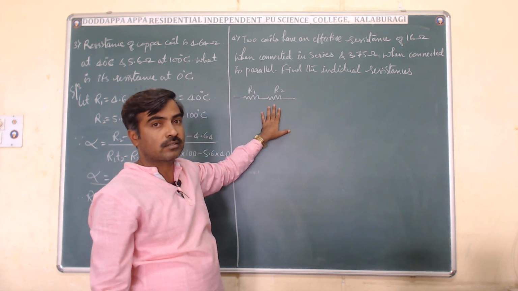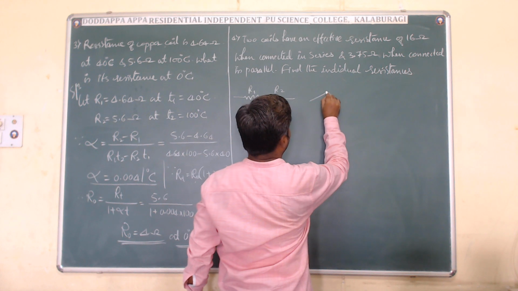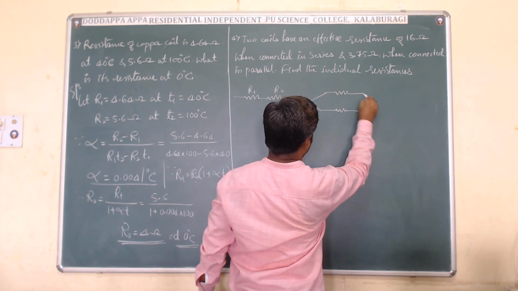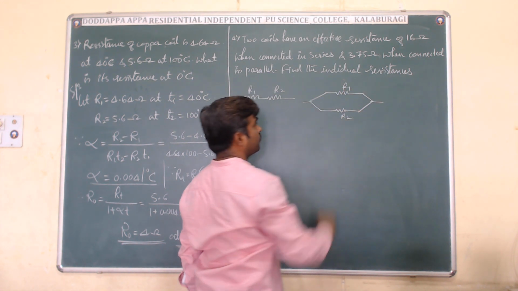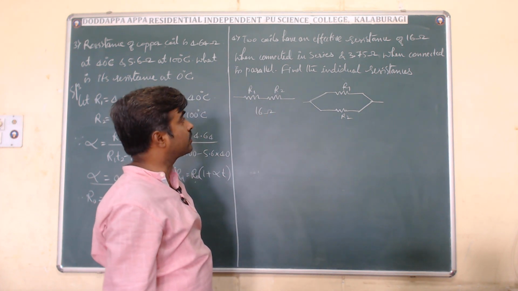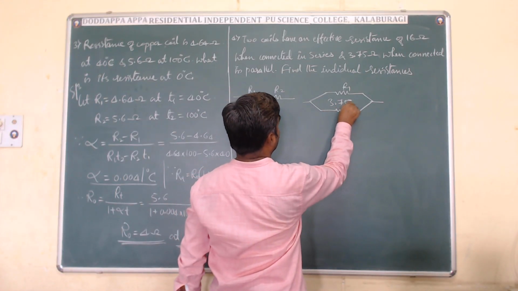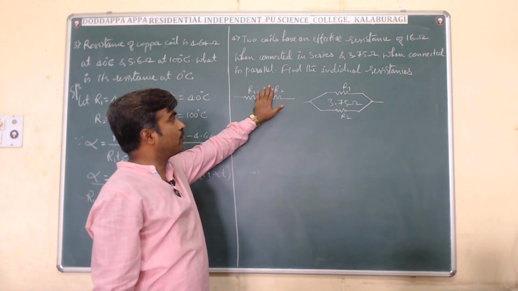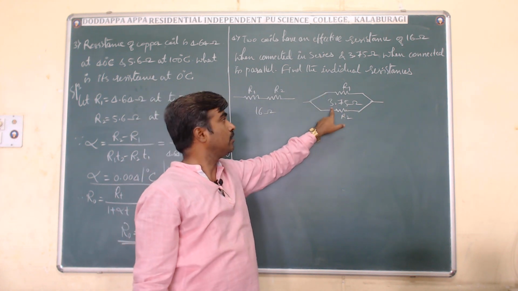The same two coils, if the combination is changed, that is, if they are connected in parallel like this, the same R1 and R2 values. Total resistance is 16 ohms when they are in series, but when they are in parallel, the effective resistance is 3.75 ohms, like this they have given, with respect to different combinations. When they are in series 16, when they are in parallel 3.75.